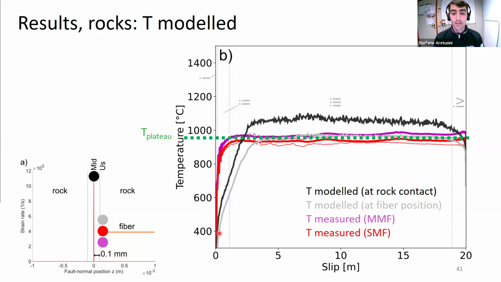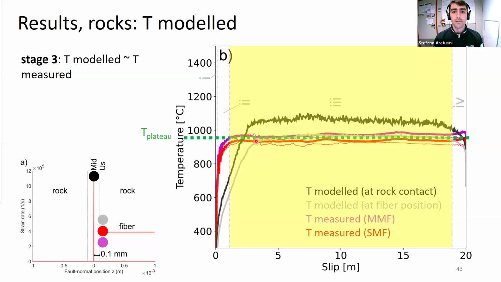We see that the light gray curve, the output in correspondence of the fiber tip, is also achieving a plateau, but it's a bit slower than the actual measurements. It means that it achieves the plateau a bit later, and there is a stage here in which the temperature measurements are higher than the modeled ones, and a stage here in which the model temperature is more similar to the measured ones, and they achieve a similar value in the temperature plateau.